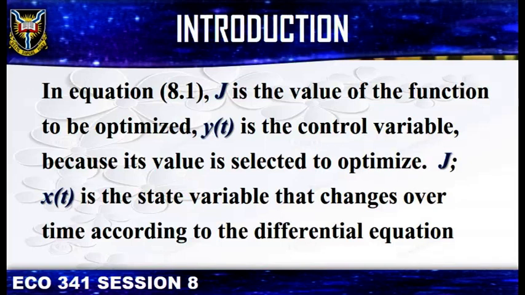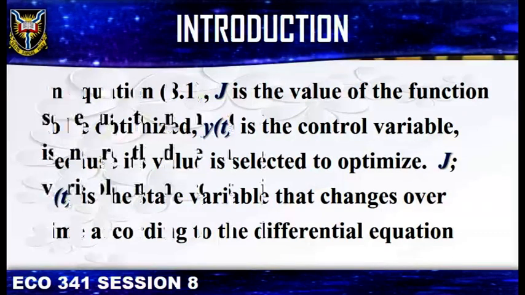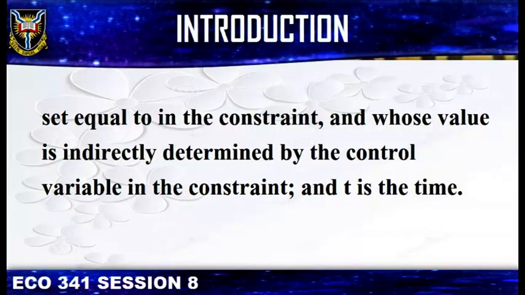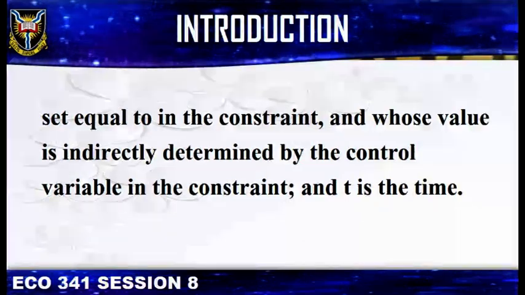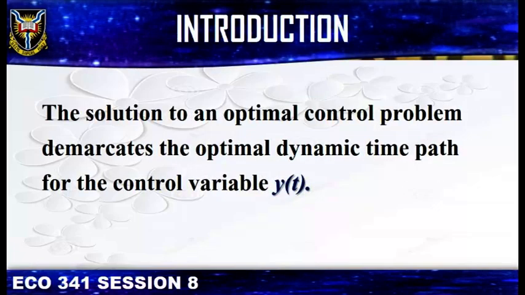x of t is the state variable that changes over time according to the differential equation set equal to x-dot in the constraint, and whose value is indirectly determined by the control variable in the constraint, and t is the time. The solution to an optimal control problem demarcates the optimal dynamic time path for the control variable y of t.